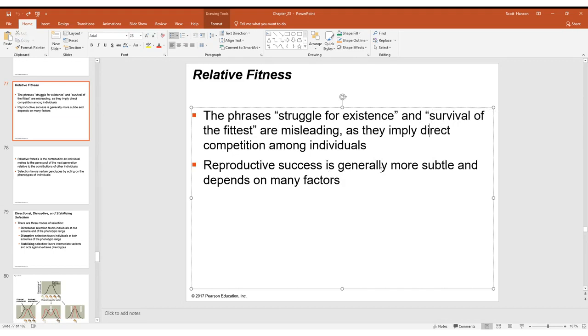But usually reproductive success is generally more subtle, and it's not really direct competition. I don't know. In my opinion, there's a lot of direct competition among individuals in nature. But anyway, there's a lot of other factors as well.